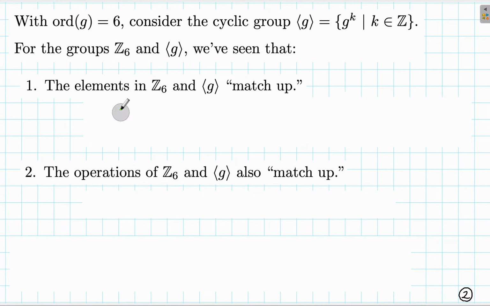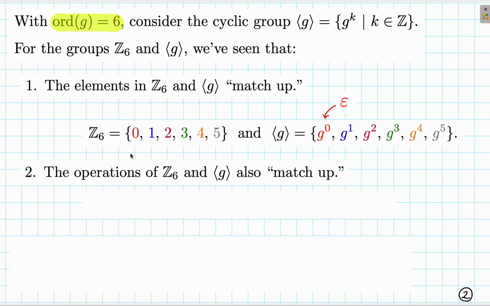In the classwork today, we looked at an element of order 6, and then we considered a cyclic group generated by that element, bracket G. And we compared the groups Z6, which is an additive group, and then the multiplicative group bracket G, and saw that their elements match up. Now, what do we mean by that?